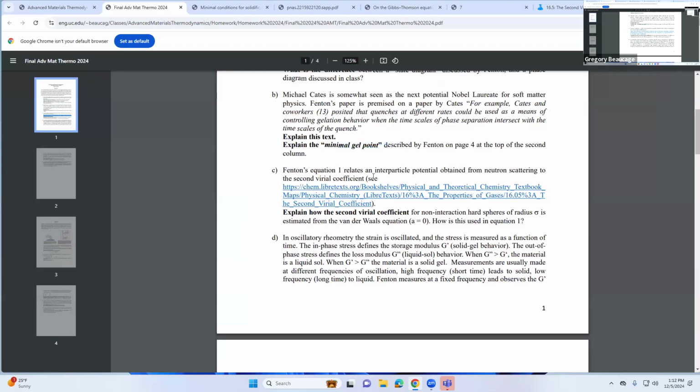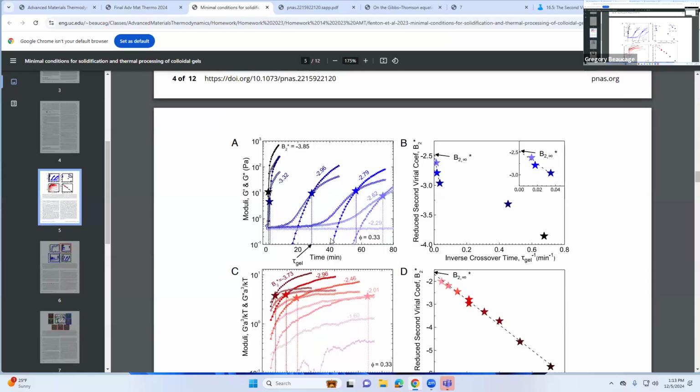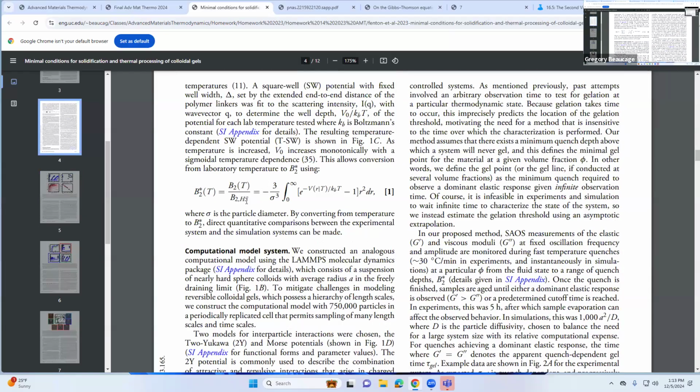Equation 1 is that thing, and that's how you calculate, if you know the potentials, the second virial coefficient. He says this link tells you how to do that. For non-interacting hard spheres, the binary interaction is at 0, and you just have B2 is B, and B is sigma cubed. So when he divides by sigma cubed here, that's the hard sphere non-interacting.